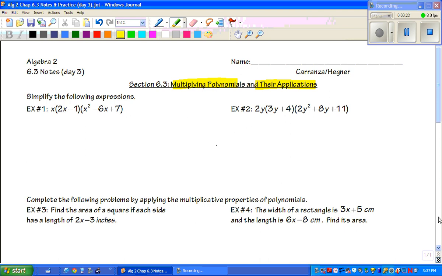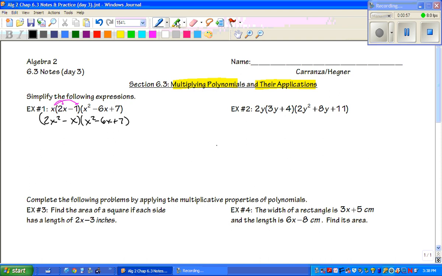Now, in example number 1, we got 3 things that we're supposed to be multiplying. So what I would suggest is that we worry about those 2 things first. Let's distribute the x to the 2x and the minus 1. So when we do that, we get 2x squared minus x. And the x squared minus 6x plus 7 stays the same.